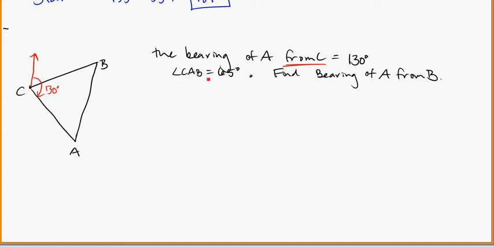And the angle CAB down here is 65 degrees. And they want us to find the bearing of A from B. So from B to A, it's going to be that one there. That's what we're looking for. Okay, so this is what they've given us, what we've got for a start. Let's see what we can piece together.